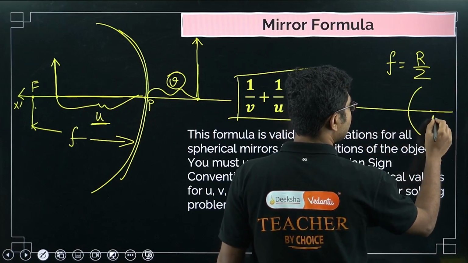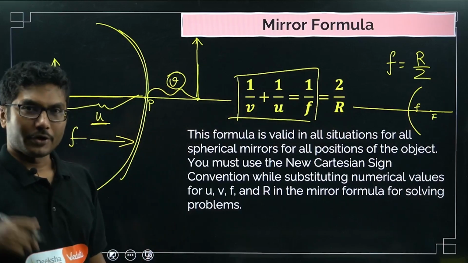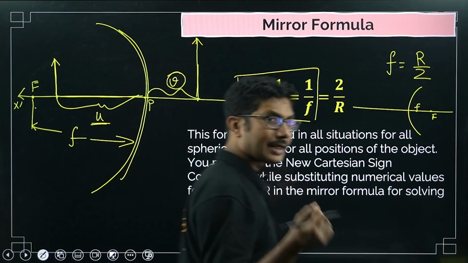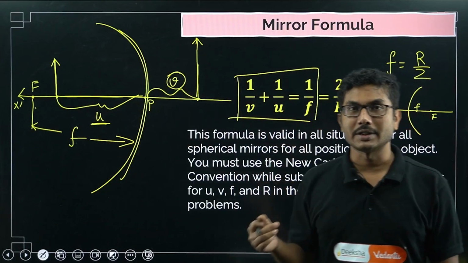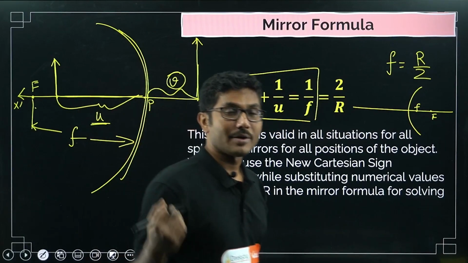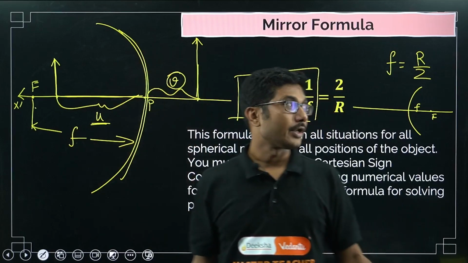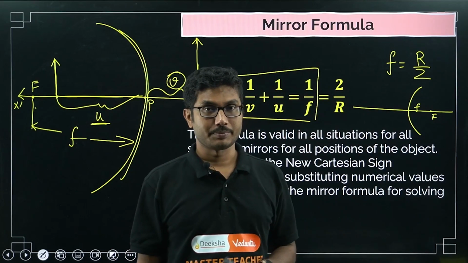So focal length is on this side. Focal length is positive for a convex mirror. For a concave mirror, focal length is negative. For a convex mirror, focal length is positive. Okay, so these are the basic things that you have to remember.